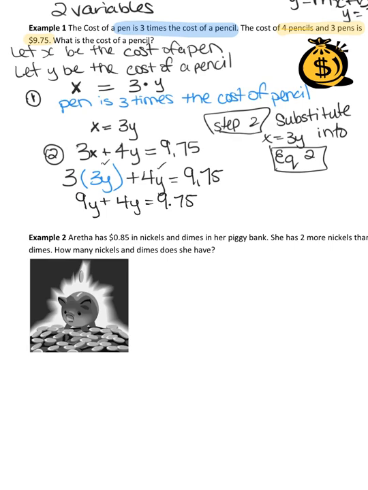Now I'm going to gather my like terms. So that's my step 3 here. Gather like terms. Okay, so 9 plus 4, well, that's going to equal 13y, equals 9.75.